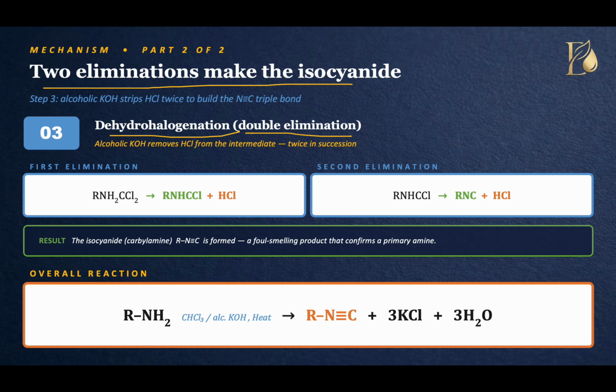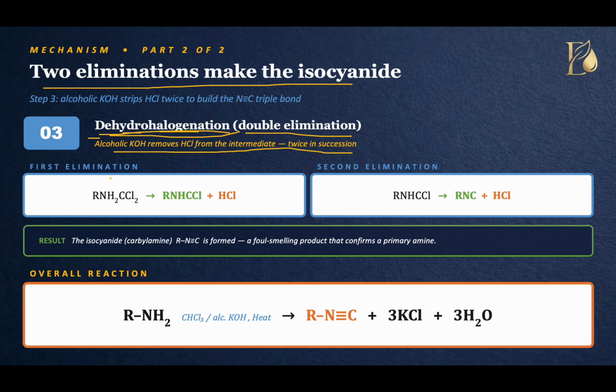dehydrohalogenation. So D means removal, hydro means a hydrogen atom, halogen means halogen atom, X. So dehydrohalogenation means removal of hydrogen and halogen atom. So we can look at this reaction. The alcoholic KOH removes the HCl from the intermediate twice in succession so that it produces the corresponding product.